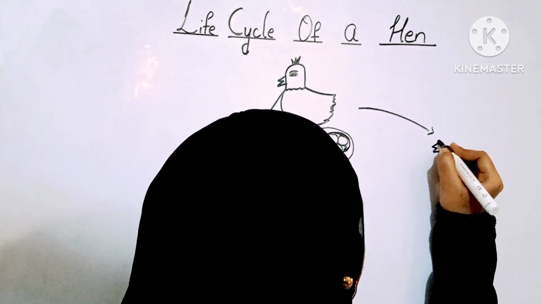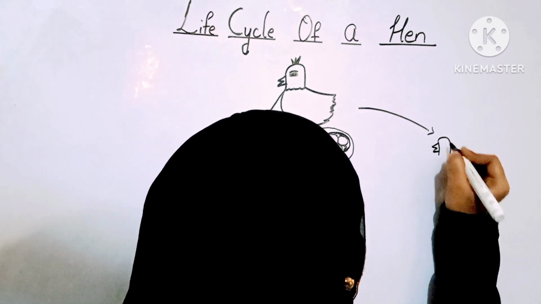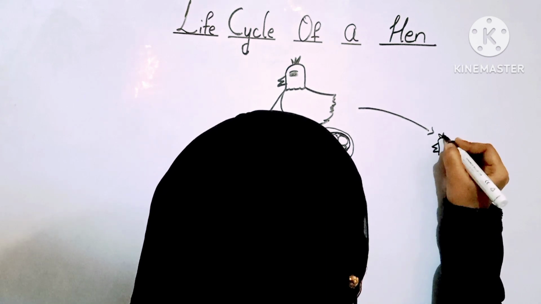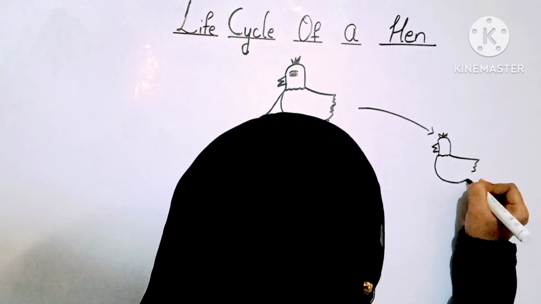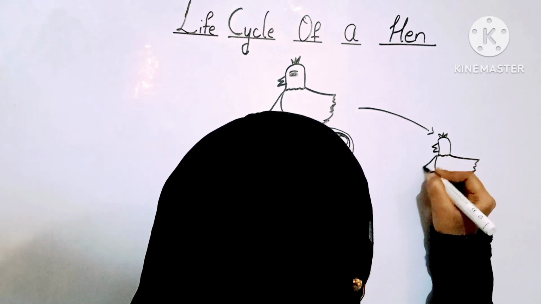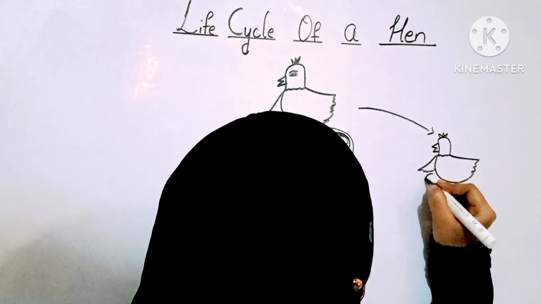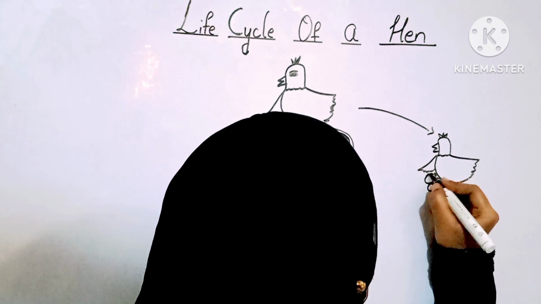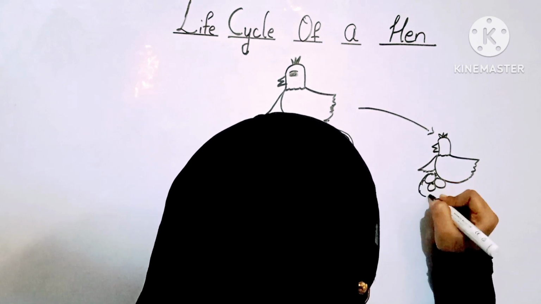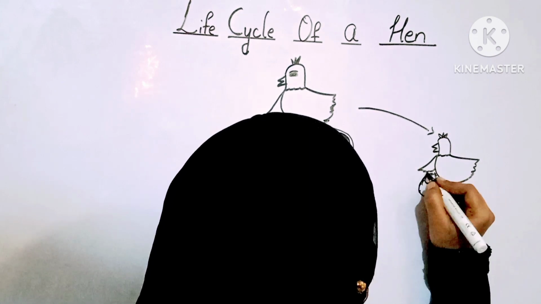After that, there is a second stage where the hen keeps the eggs warm by sitting on them. This is known as incubation. Yes, the hen incubates the egg for almost 3 weeks. This helps the young ones to develop and grow inside the egg.